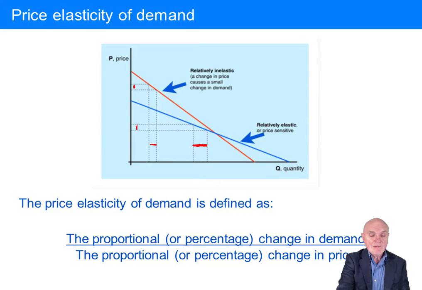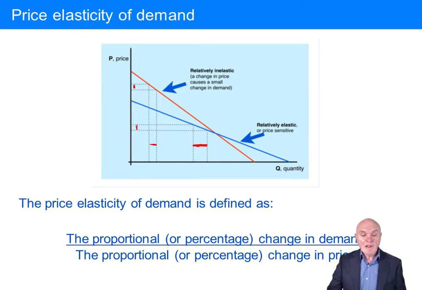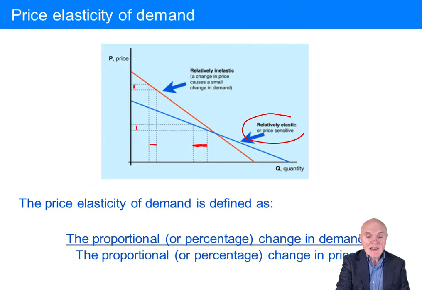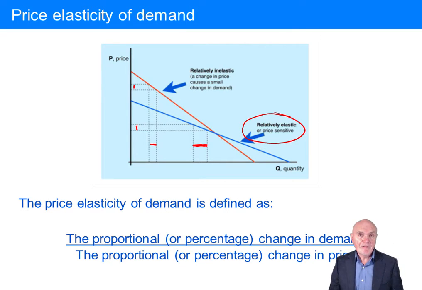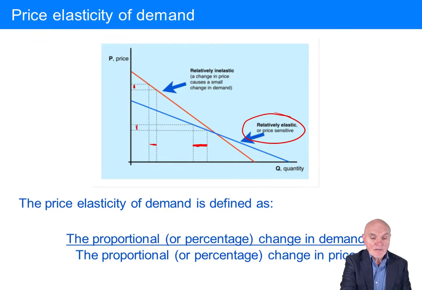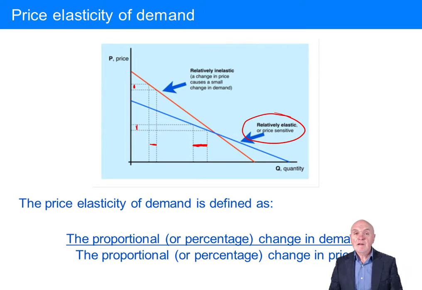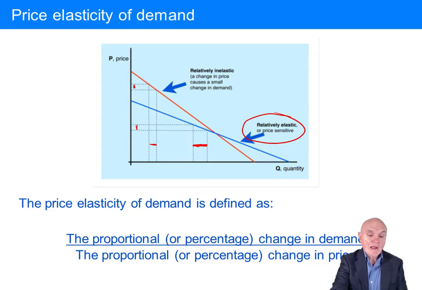Now, if you get a small change in price giving rise to a relatively large proportional change in demand, then you have something which is relatively elastic. So the flatter the line, the more elastic it is. It means for a very small change in price, you're getting a relatively large change in volume. If the line is steep, then the change in price is going to give rise to a relatively small change in volume, and you're talking there about something which is inelastic or relatively inelastic. In other words, it is relatively price insensitive in those situations.